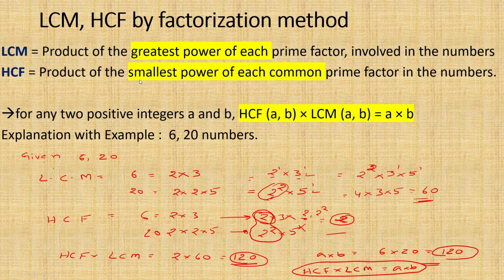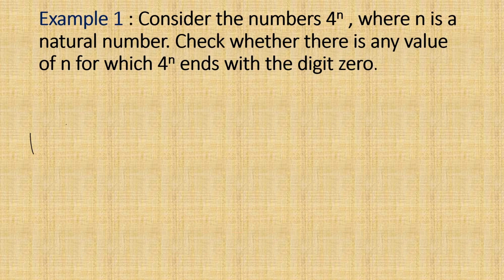And opposite to that, what will HCF take? It is the smallest power of each common factor. That means it will take only common factors. Here we have 2 into 3, and here 2 into 5. What is common in both numbers? 2. So we will take only 2. In that also, what is the smallest, 2 or 2 square? 2 is the smaller. We will take the smallest value. Okay, understood? Like this we can calculate LCM and HCF by the factorization method.